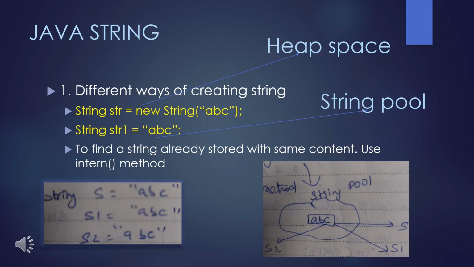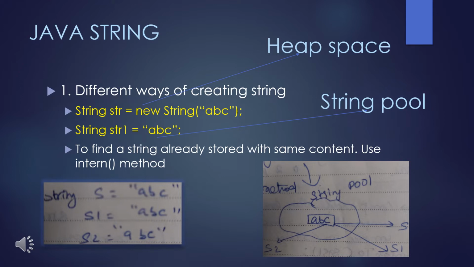In the left side picture, I have shown three strings: String s equal to abc, string s1 equal to abc, string s2 equal to abc. All these strings contain a common word abc. That's why this abc is created in the string pool, and all three values refer to it.